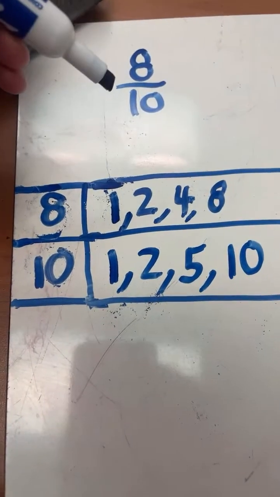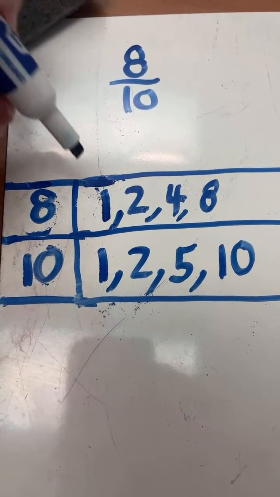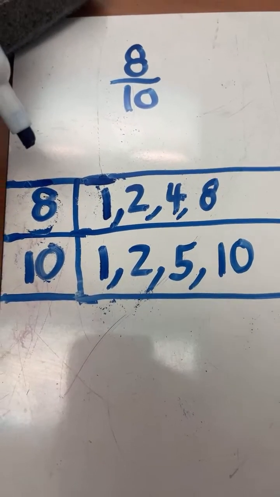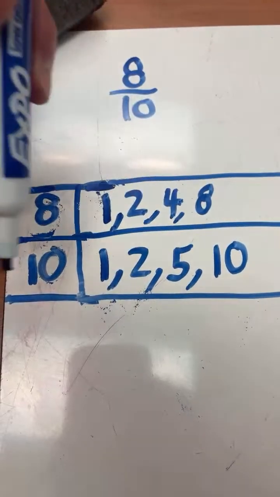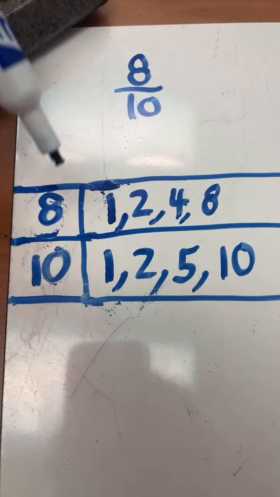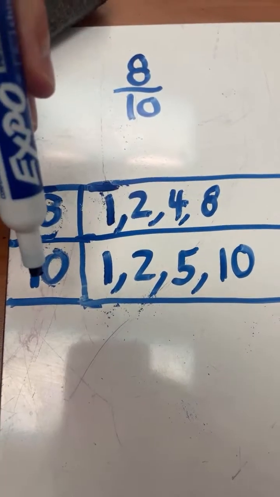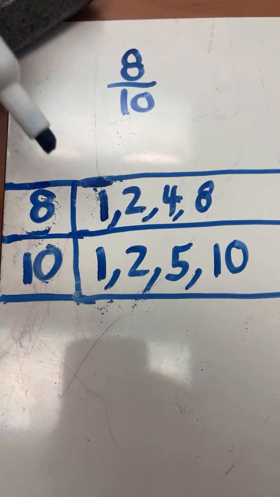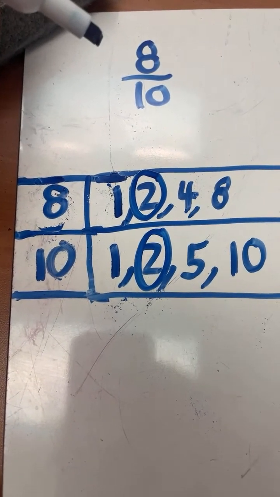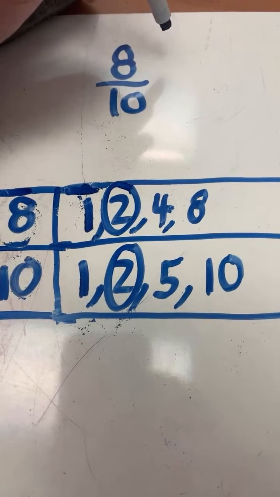Now we have to divide by the greatest common factor. Notice how I did not say the greatest factor, the biggest number. I said the greatest common factor. Looking at the factors here, 10 is a factor of 10, but 10 is not a factor of 8. 8 is a factor of 8, but 8 is not a factor of 10. 4 is a factor of 8, but 4 is not a factor of 10. 5 is a factor of 10, but it's not a factor of 8. The greatest common factor between 8 and 10 is 2. So 2 is what we need to divide by. We need to divide the numerator and the denominator by 2 to reduce this fraction to lowest terms.